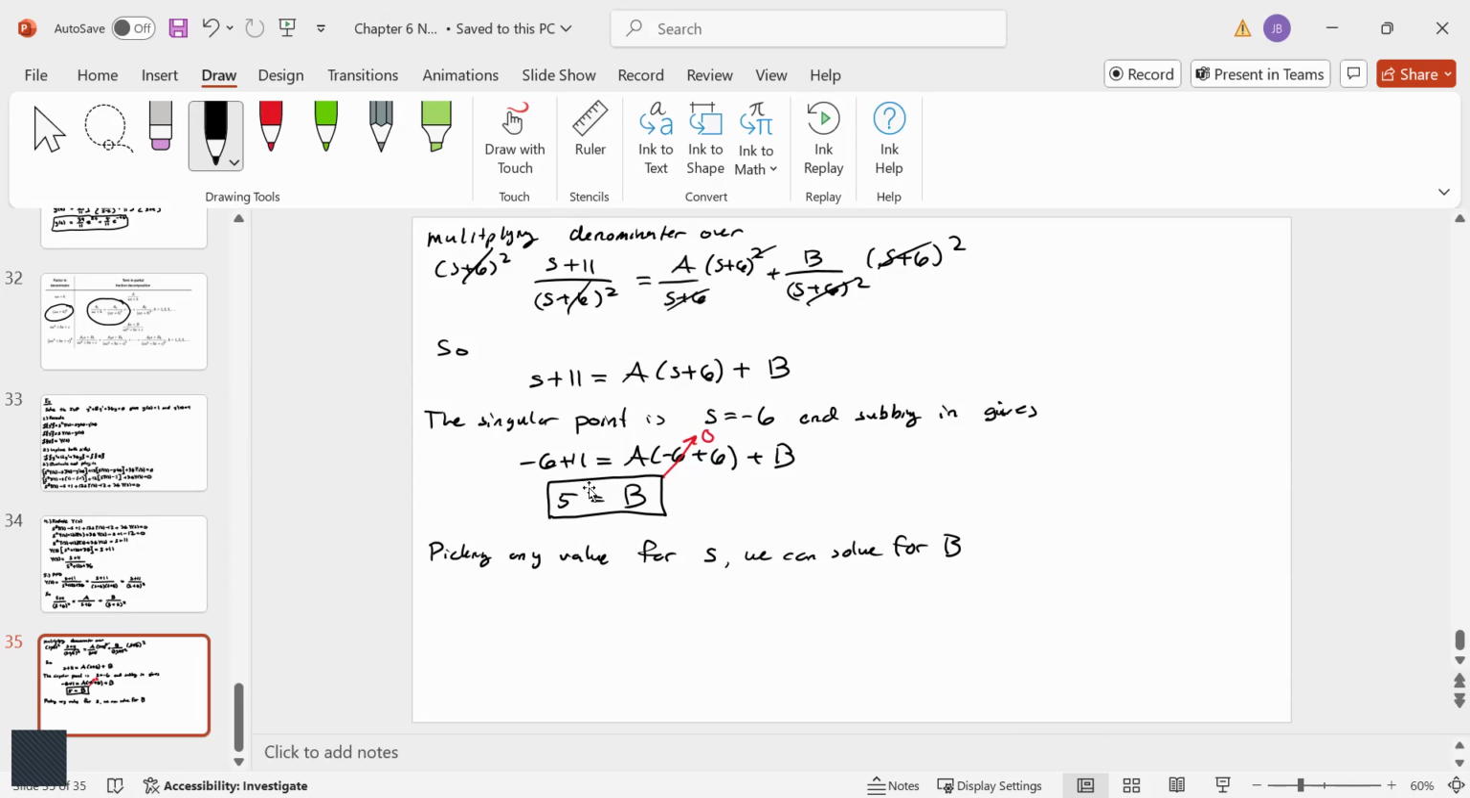Are you always able to do this? Yes. But a lot of the times you have more than one unknown, so then no, it doesn't work. But I can pick whatever number I want for s. So using, I like 0, so using s equals 0, I get 0 plus 11 equals a times 0 plus 6 plus b, right? Sorry, I meant to solve for a, not b. We already know what b is. So then 11 equals 6a plus 5. And then we get 6 equals 6a. So then a is equal to 1.